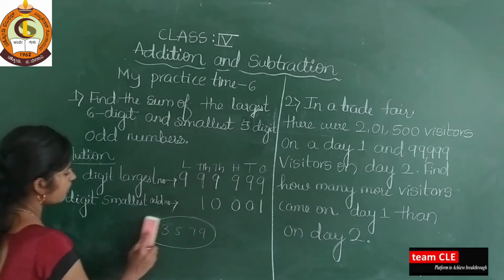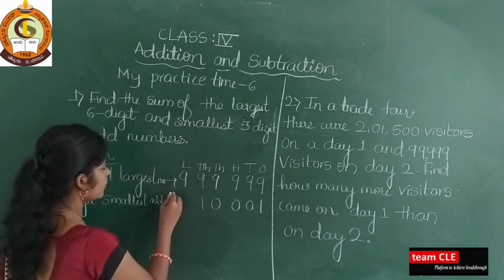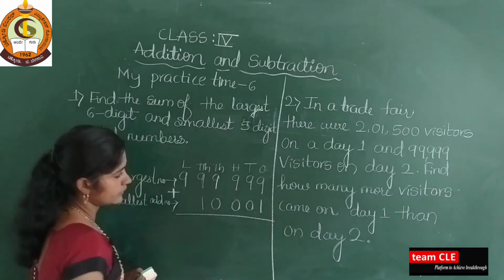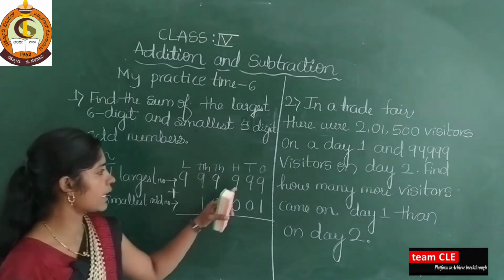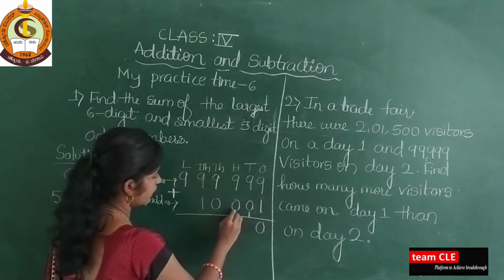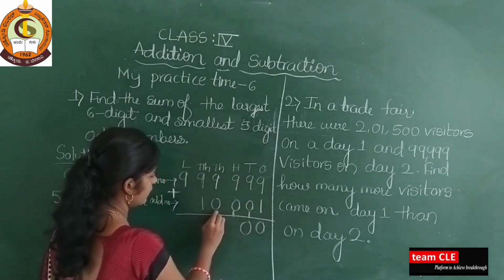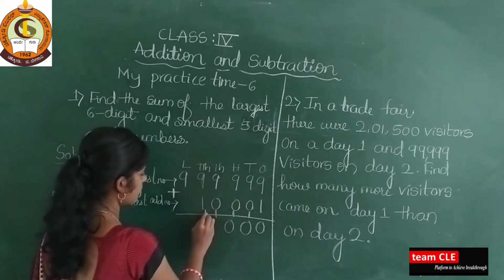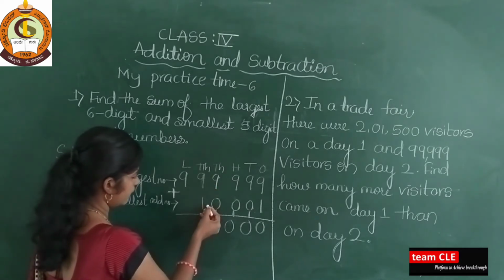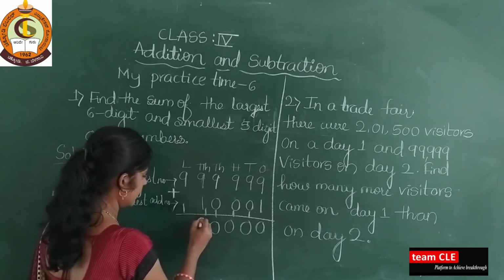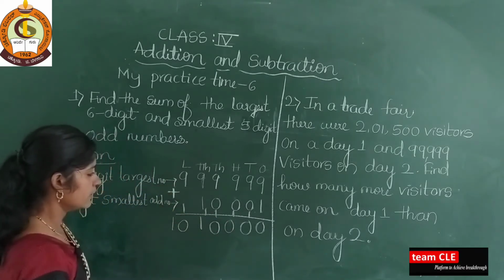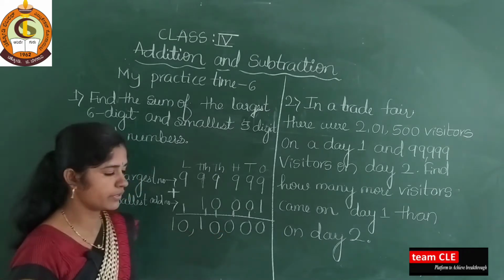So here sum means what do I need to do? I need to add the numbers. Add 9 plus 1. While adding, you already know we start with the ones place. 9 plus 1 is 10. Again 9 plus 1 is 10, and so on in each place, and you get a carry. Keep it in the lakhs place. 9 plus 1 is 10. So 10 lakh 10,000 will be the answer.